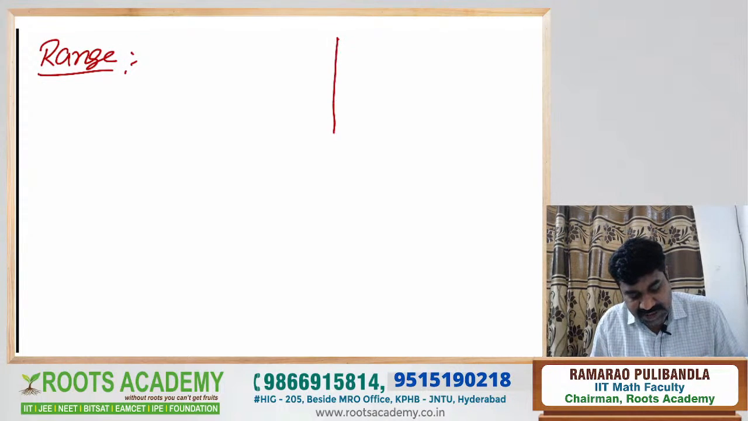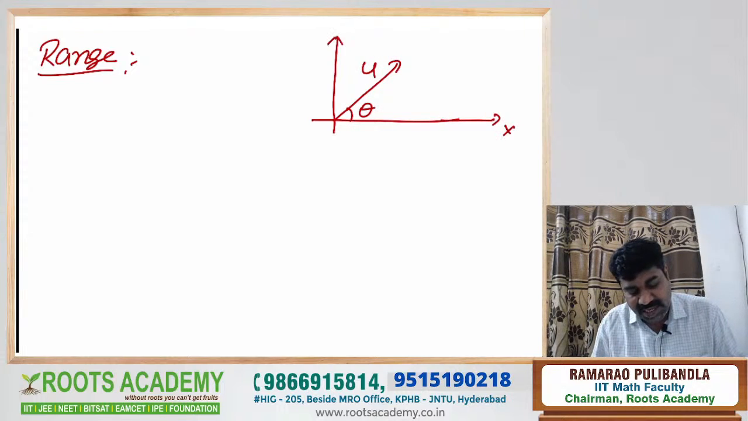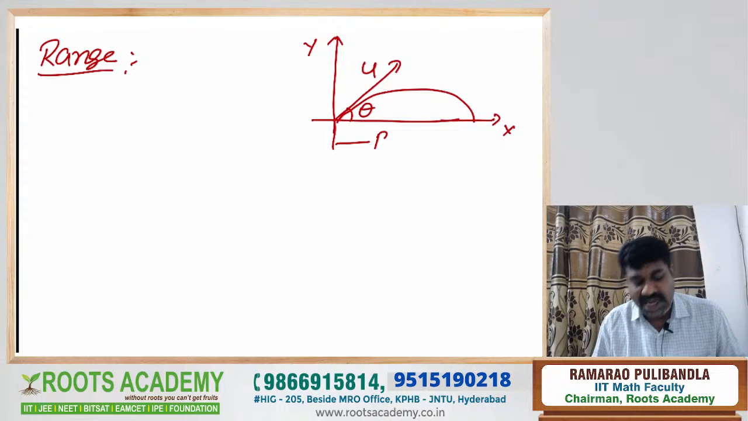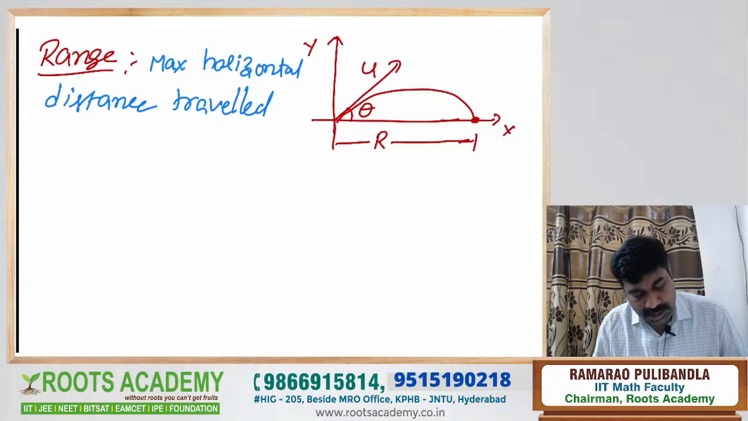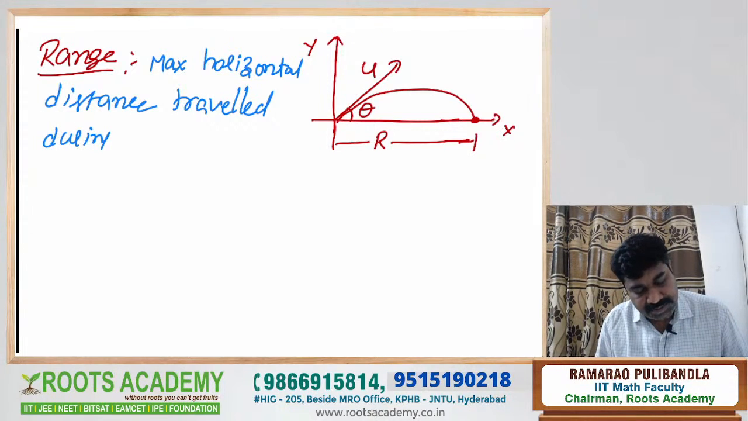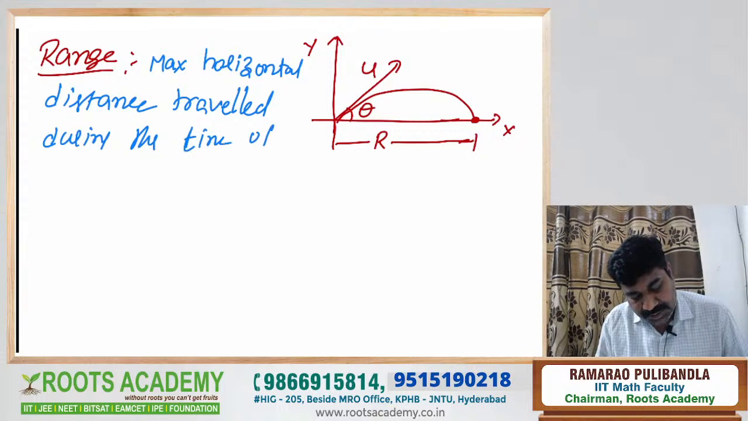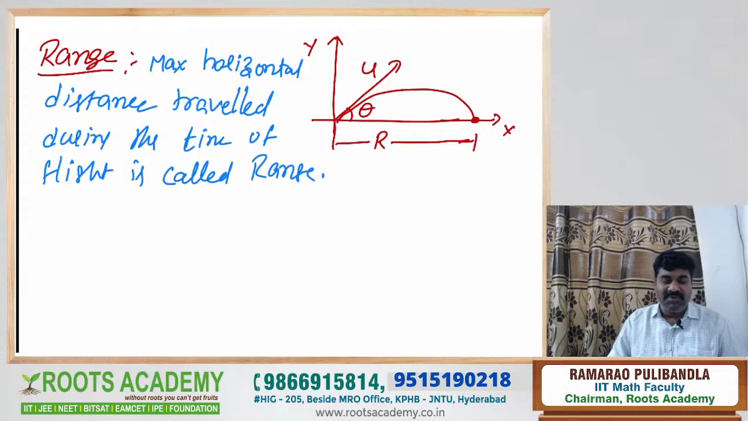What is the range here? For example, the body is projected with a velocity u at an angle theta, with the x-axis and y-axis. The maximum horizontal distance traveled during the time of flight is called the range.